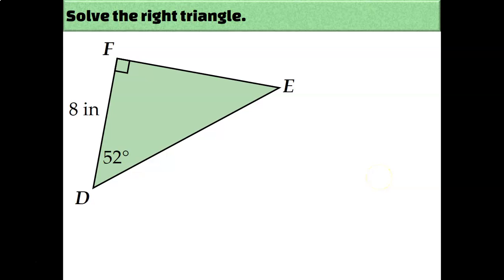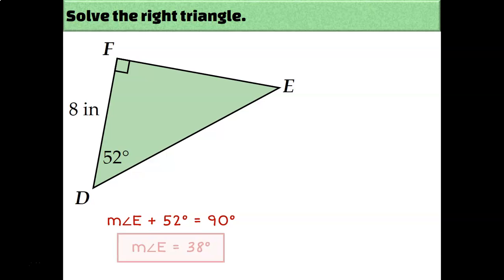The easiest thing to do first on our next example is calculate the missing angle measure. Again, because I know one of the 2 acute angle measures of a right triangle, I can add the 2 acute angle measures together and set it equal to 90. So the measure of angle E would have to be 38 degrees. Next up, let's solve for the length of FE.